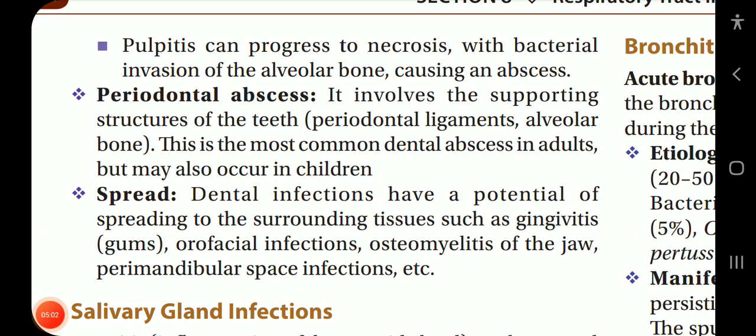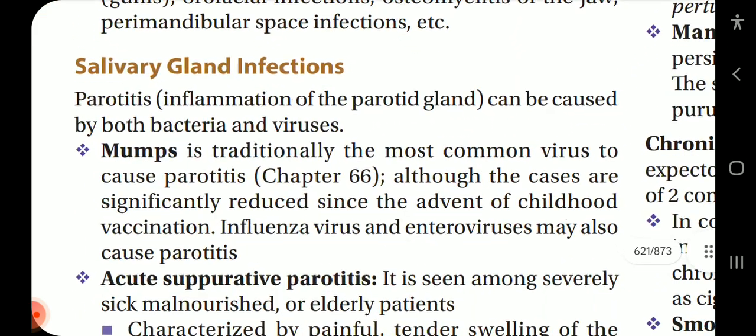Periodontal abscess involves the supporting structures of the teeth, the periodontal ligaments and alveolar bone. This is the most common dental abscess in adults but may also occur in children. Spread: dental infections have the potential of spreading to surrounding tissues, causing gingivitis of the gums, orofacial infections, osteomyelitis of the jaw, perimandibular space infections, etc.